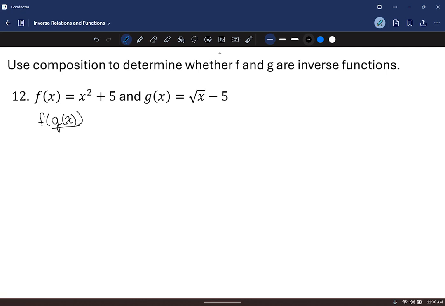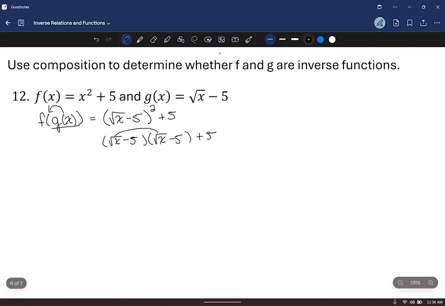So we're going to start by plugging g into f. So I'm going to write f down and put parentheses where the x is, and then I'm going to plug in the square root of x minus 5. All right, so I'm going to have to take square root of x minus 5 times square root of x minus 5.